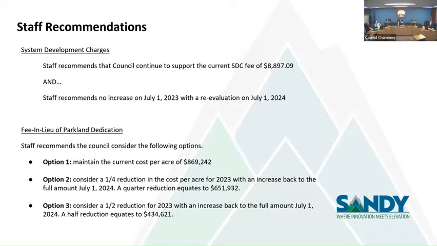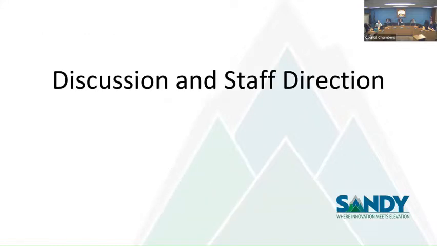One is to maintain the current fee in lieu cost per acre of $869,000. Option 2 would be a quarter reduction, which would equate to roughly $651,000. Option 3 would be reducing that fee in half, which would equate to about $434,000 in fee in lieu. So with that, I'll hand it over to the mayor.